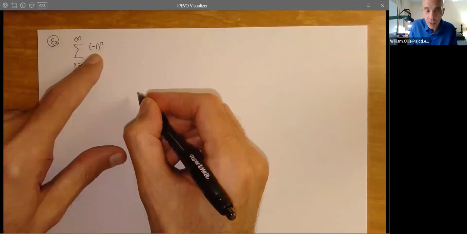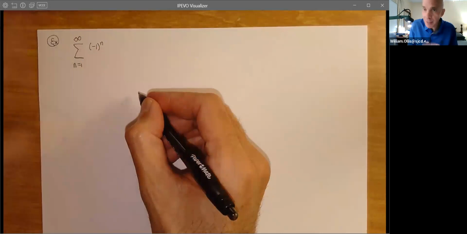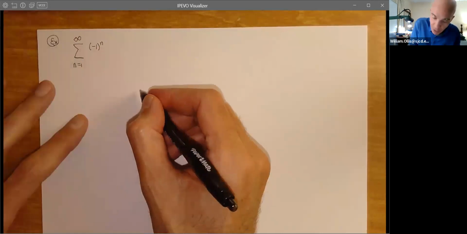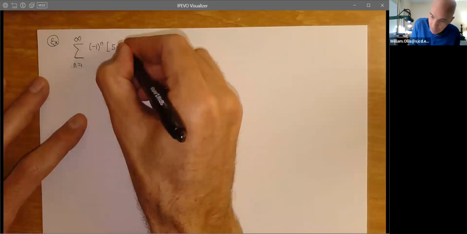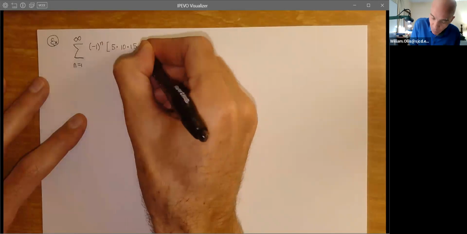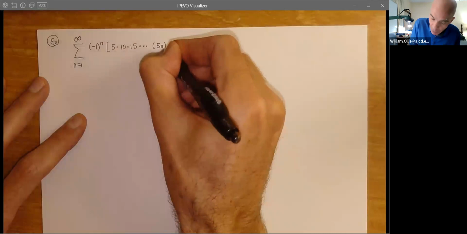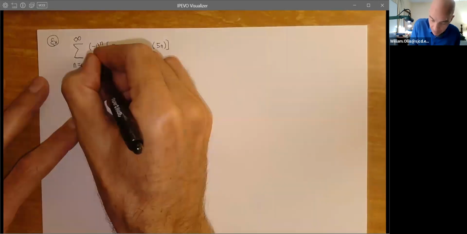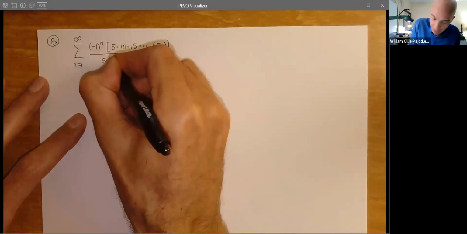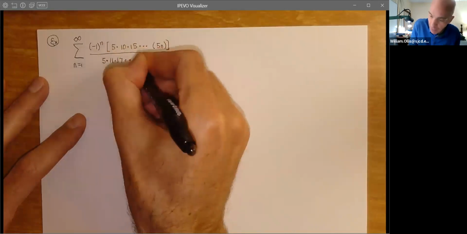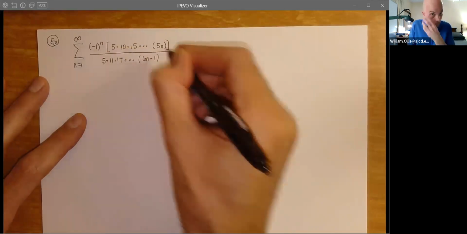Maybe not like we're normally used to. We usually, with the alternating series test, have n plus 1, but that doesn't matter. Now upstairs, we have 5 times 10 times 15. This is written as a product and there's no formula for the product, so that's good. Product formulas are tricky. And then we have 5 times 11 times 17, ascending to 6n minus 1.